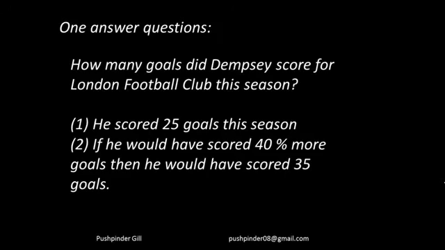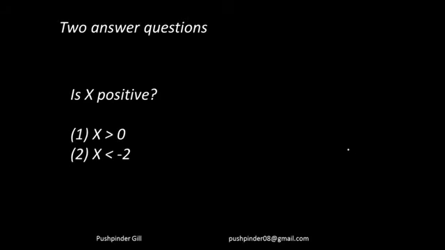First is the one answer question. He is asking you how many goals did Dempsey score. There is only one answer to that, right? He scored 25 goals. That's the answer. If he says he scored more than 20 goals, then I don't know what the answer is. So these are one answer questions, or simple data sufficiency questions, wherein you just have to find one answer.